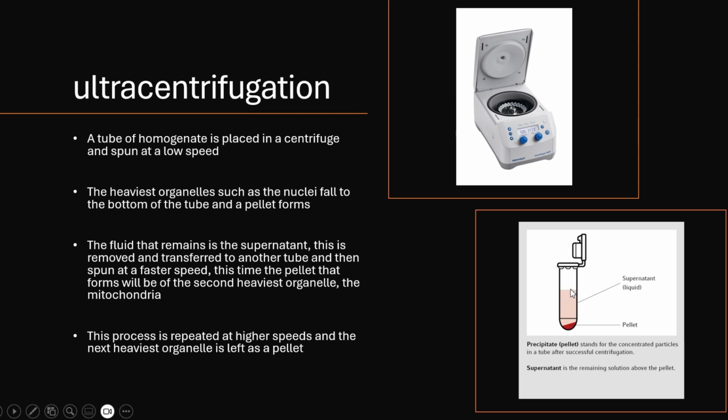Then you label that mitochondria, label the other one nucleus here, and then you keep doing it again and again. The supernatant, you'll keep repeating it. You'll keep taking the supernatant out, put it in another tube, put it in the centrifuge at a higher speed, and then the next heaviest organelle is going to be left at the pellet. You get it? So that's how we're extracting the organelles. Then you can look at it under a microscope, that sort of thing. But that's how you actually take them apart.